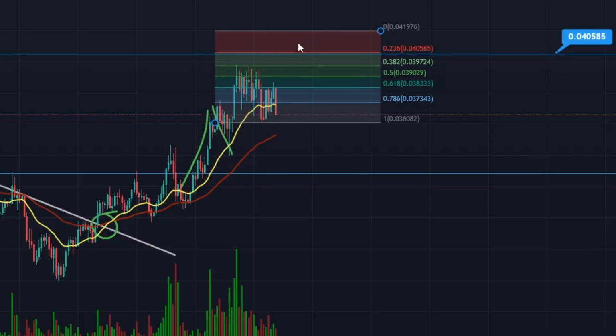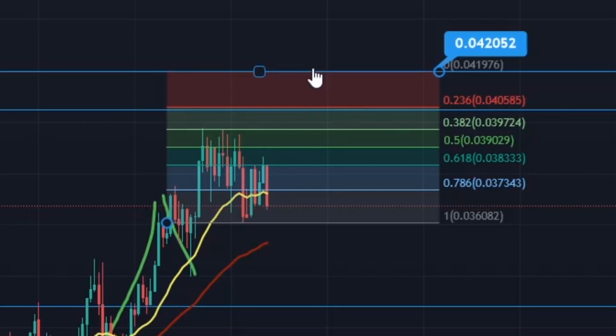So you could potentially be looking at a 0.041976 Reef token today. And if we were to reach that top, I would be looking at a correction again. So we move up in an impulsive wave. I would look for a short in Reef just there, down to this level here, the 0.618 there.